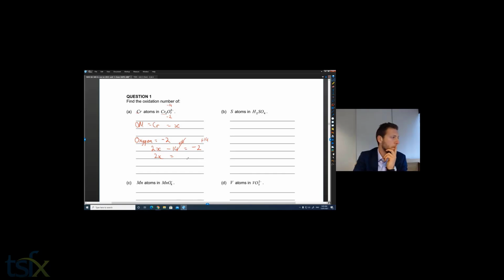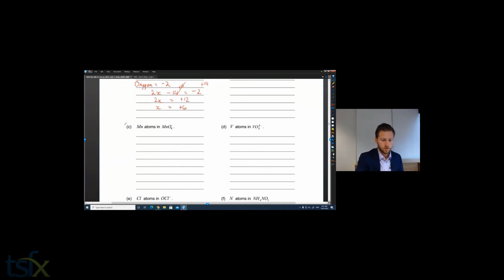What does that give you? +12. And then you do X equals +6. So each chromium atom has a +6 charge. So down the bottom, the individual contribution of each chromium is +6. Okay, so this is the individual oxidation number down the bottom. I think it's helpful to write the individual down the bottom and then the total up the top, or you can do it the other way around, just because when you get more complex compounds, it's more difficult.